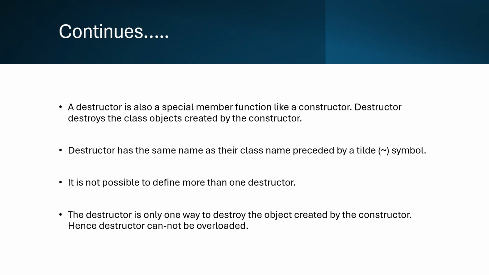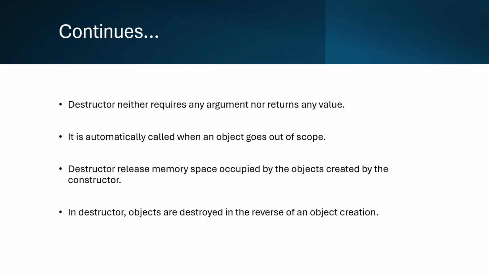Next, it is not possible to define more than one destructor. Many constructors can be created, with arguments or without arguments, but only one destructor can be created, not more than one. The destructor is the only way to destroy the object created by the constructor, and it cannot be overloaded. Next, a destructor neither requires any arguments nor returns any value. Only in a constructor do we have with arguments and without arguments. Here the destructor does not need any arguments.